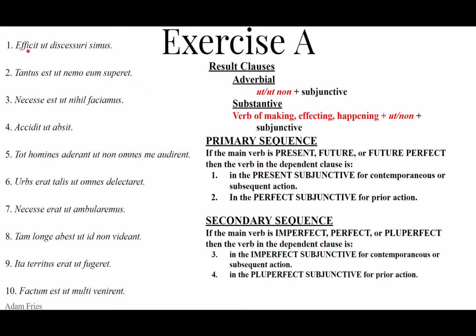Number 1, efficit ut discessuri simus. Efficit ut discessuri simus. So efficit, we're supposed to translate this into English. Parse if you need to. Efficit comes from efficio, efficere, effeci, effectus. We get the English word effect, as in an effect. That is the noun form, an effect, as in cause and effect.